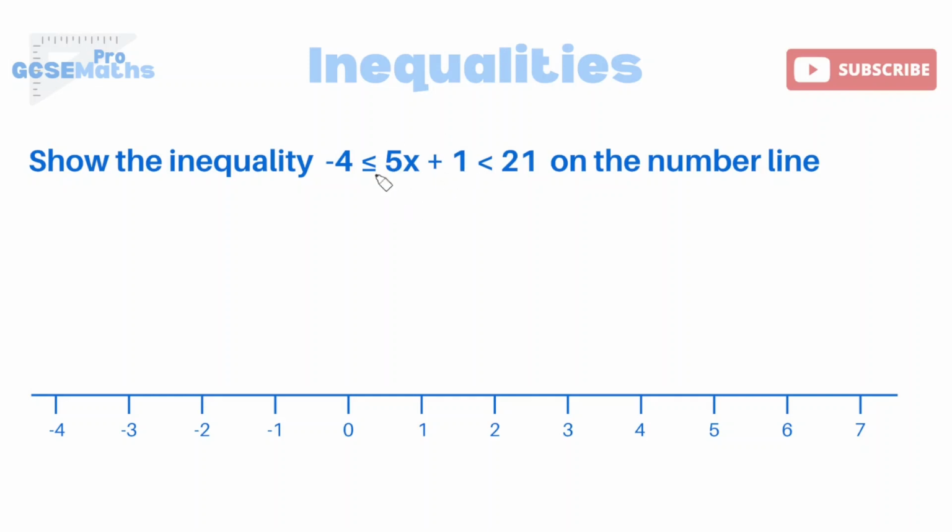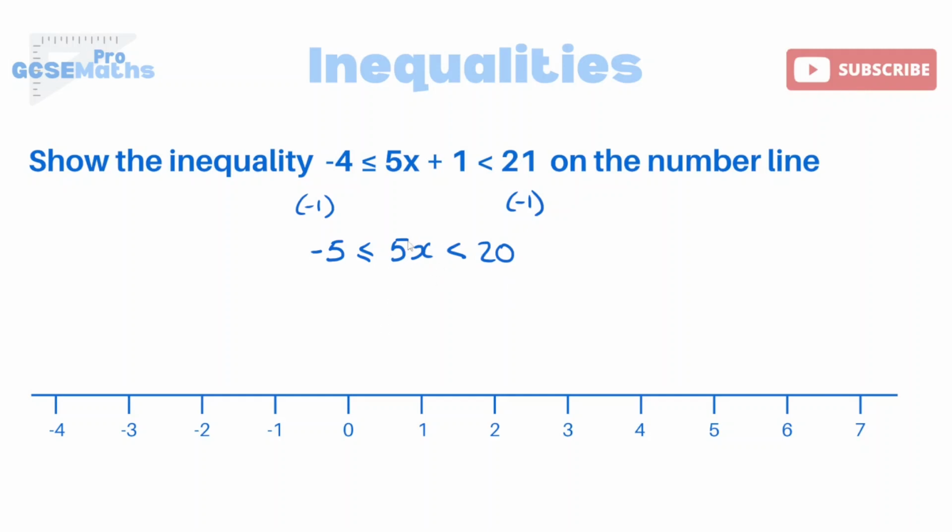But what I would have to do to get x on its own in the middle is I need to move the 1 and I need to move the 5, don't I? So the 1 is plus 1, so to move it I have to subtract 1. You're just going to subtract 1 from all 3 parts of this inequality. So minus 4 take away 1 is going to be minus 5. Copy the same symbol. 5x plus 1 take away 1 is obviously just 5x, which is what we want. Copy the symbol again. 21 minus 1 is 20.